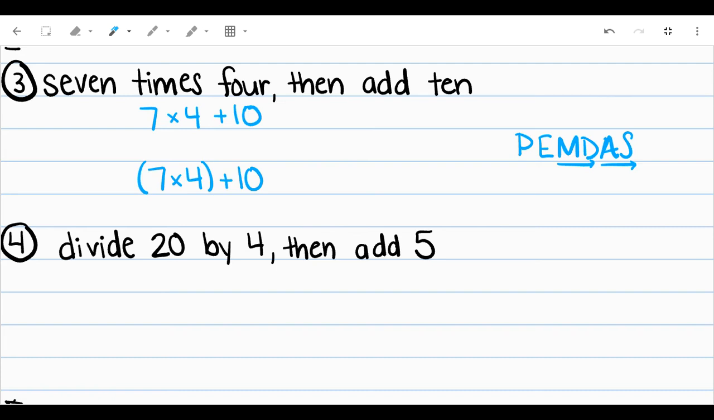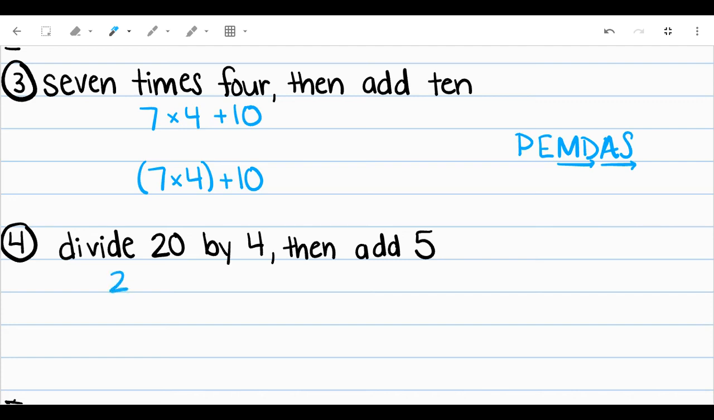All right, for number 4, it says divide 20 by 4, then add 5. So again, we have a 2-step problem, and we have a division first, and then we have addition. And with order of operations, division always comes first. So again, we can write this a couple different ways. So if we divide 20 by 4, that means 20 divided by 4.